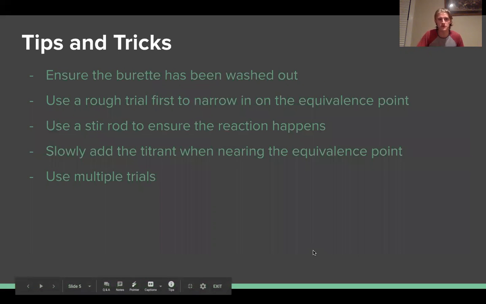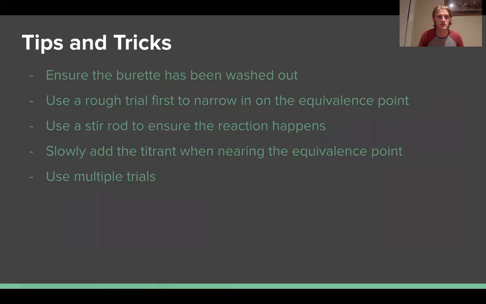Some tips and tricks for making good titration experiments. Ensure the burette has been washed out before using it. So this means to use the titrant and wash it through the burette a few times to ensure that no water or other substances are in the burette that would skew your results. Use a rough trial first to narrow in on the equivalence point. This way you'll know when you should start seeing the reaction come to completion.